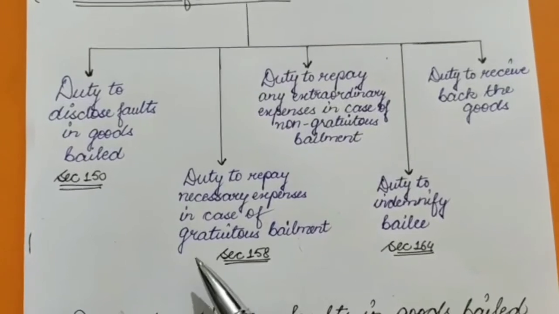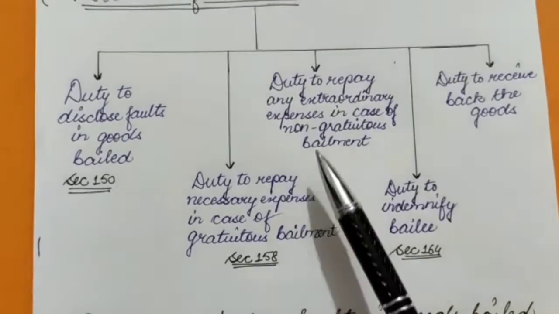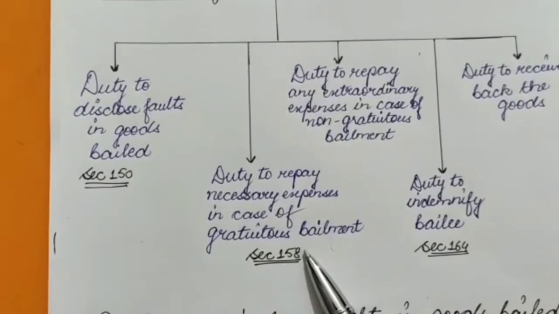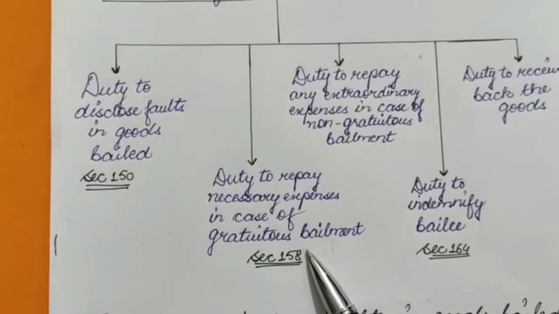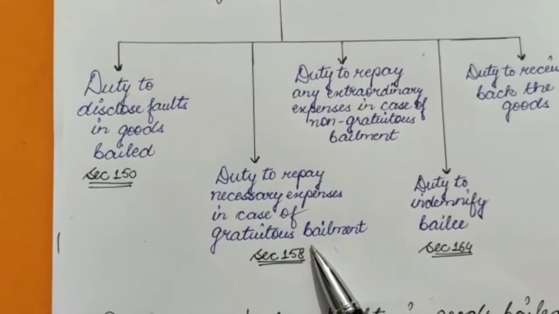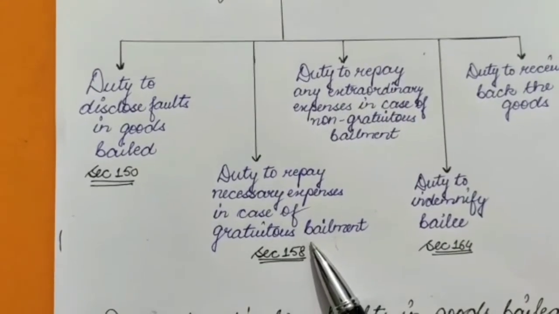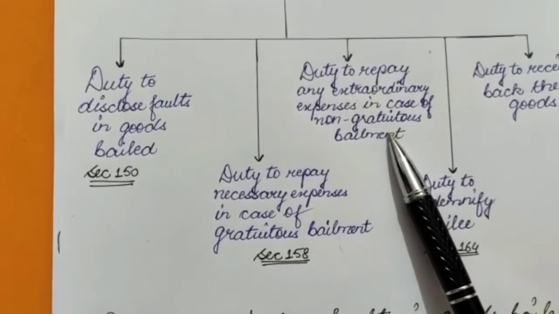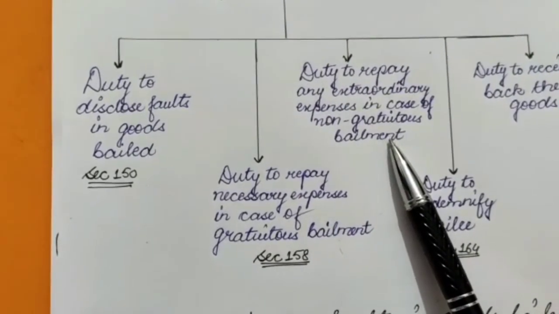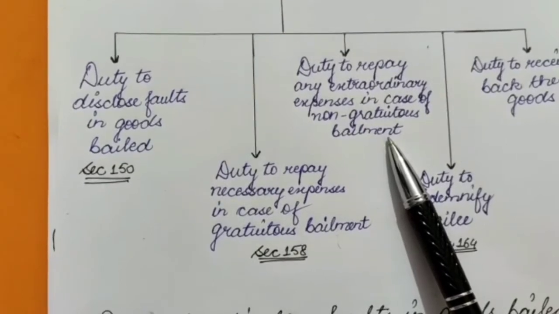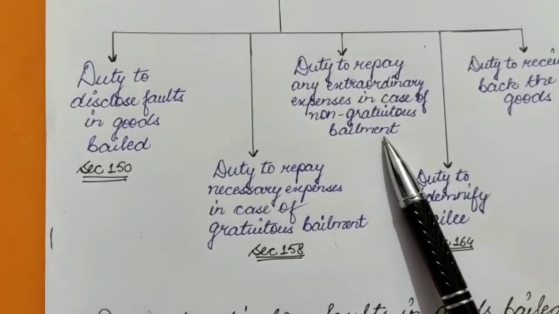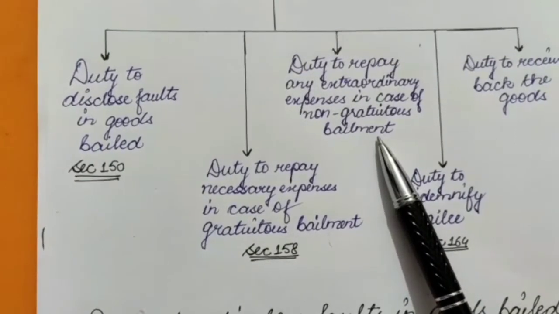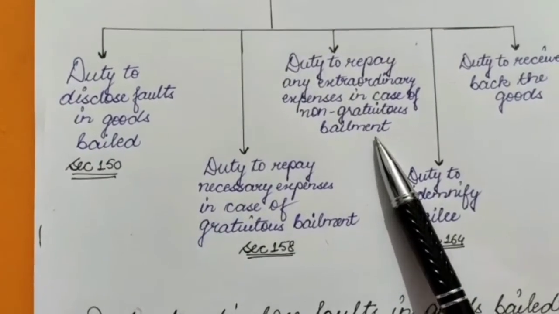Firstly, I will tell you what gratuitous and non-gratuitous bailment are. Gratuitous bailment is a bailment made without any consideration, for the benefit of the bailor or for the benefit of the bailee, and non-gratuitous bailment is a bailment for reward. In this bailment, consideration is given by one party to the other. It is for the benefit of both the bailor and the bailee.